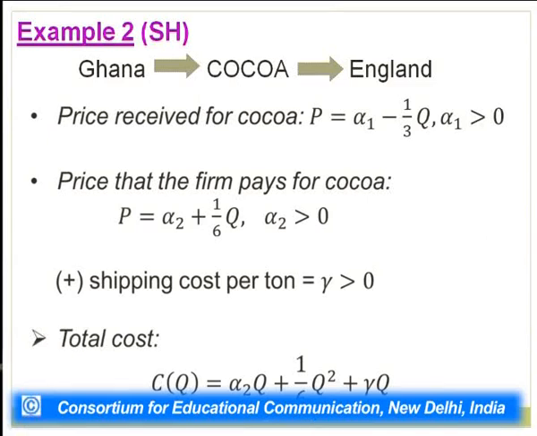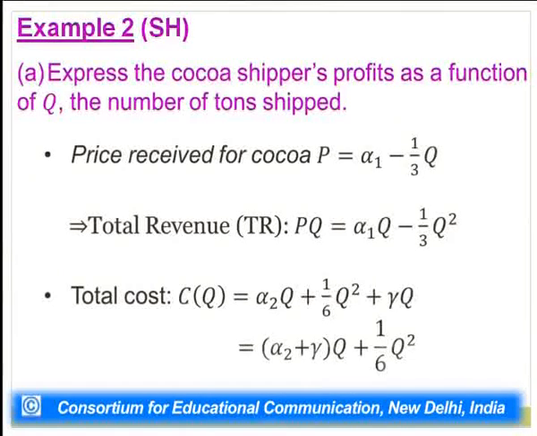In addition, there's also a shipping cost per ton of gamma. So that would again enter into the firm's cost function as gamma times Q, and this is then our cost function for the cocoa shipping firm. Our first question is, express the cocoa shipper's profits as a function of Q, the number of tons shipped.